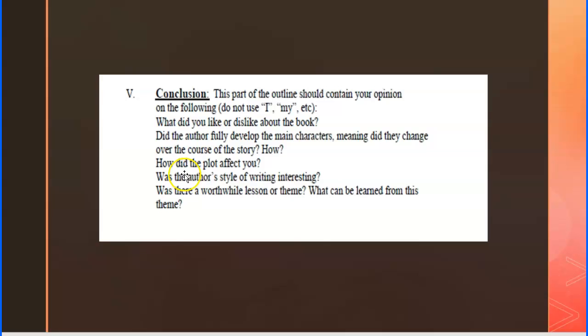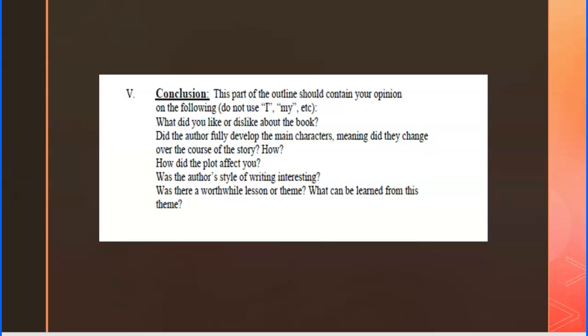How did the plot affect you? For anyone who's read The Grinch, the plot should affect us, that we want to give and we want to share and all of that. Was the author's style of writing interesting? Was there a worthwhile lesson? So those are all things that you can answer in the conclusion. You may use first person once or twice. You could say something like, I highly recommend this book, but try to stay away from first person most of the time.